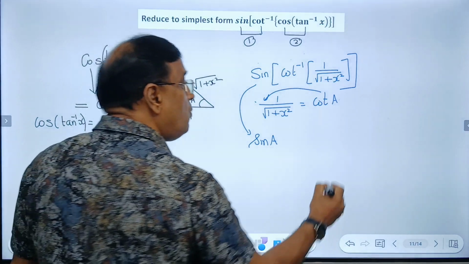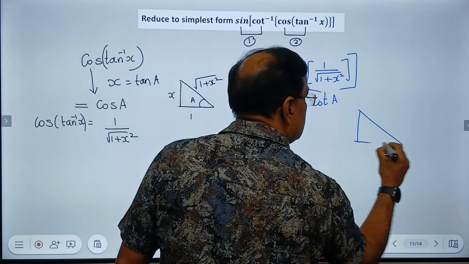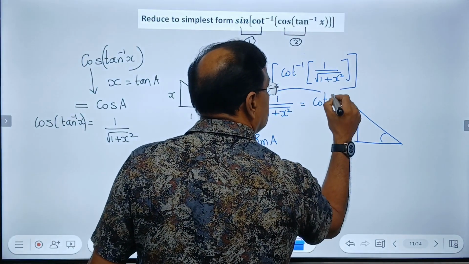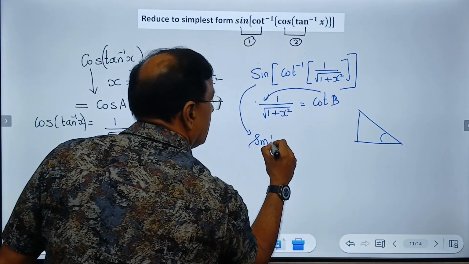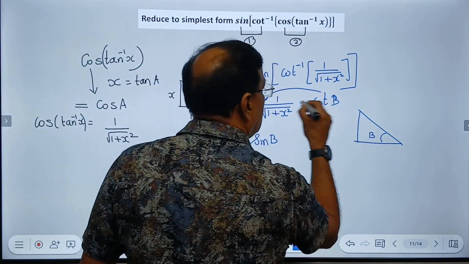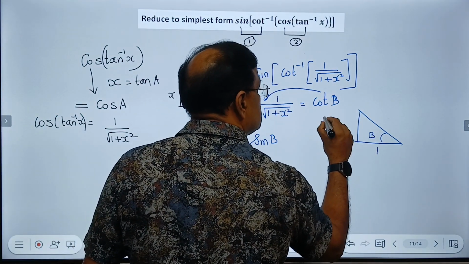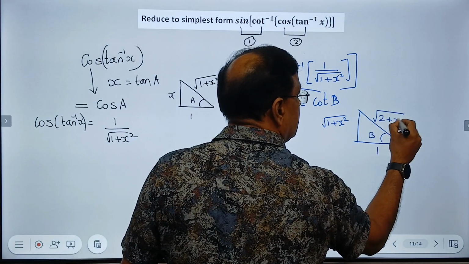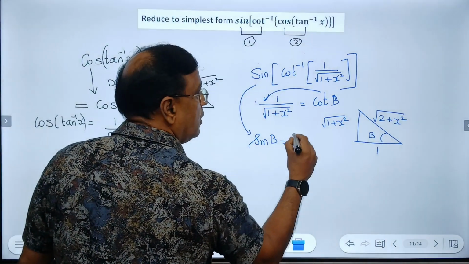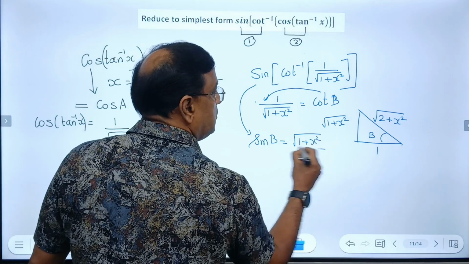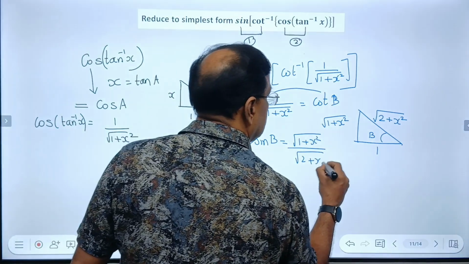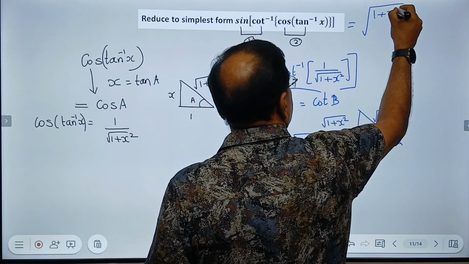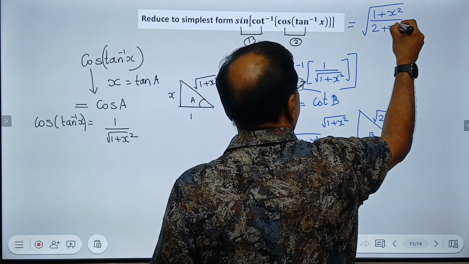Okay. Now what do you do? Draw a triangle. Since I used A, I'll use B so that there's no confusion. So if it is B, what is cot B? Adjacent by opposite. By Pythagoras theorem, this will be root of 2 plus x square, right? Now what is sine A? Root of 1 plus x square by root of 2 plus x square. Therefore, this result is nothing but root of 1 plus x square by 2 plus x square.